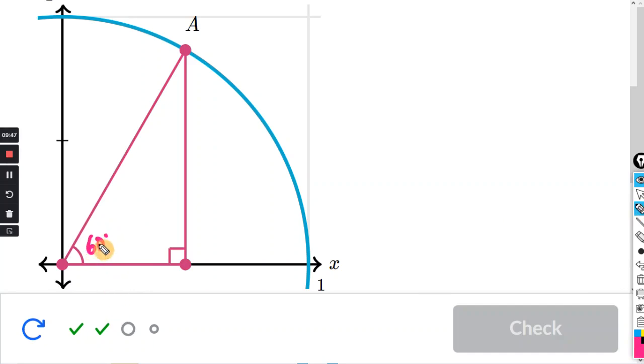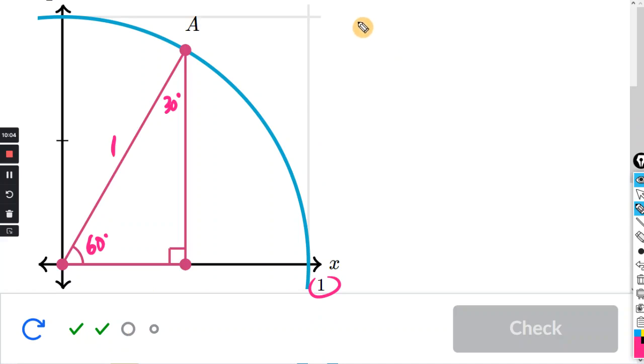Okay, if this is 60 and this is 90, then this one here has to be 30. All right, and for the unit circle, the radius is always 1. So this is also a radius. Here's the center, and it goes to the circle. So this is also going to be 1.